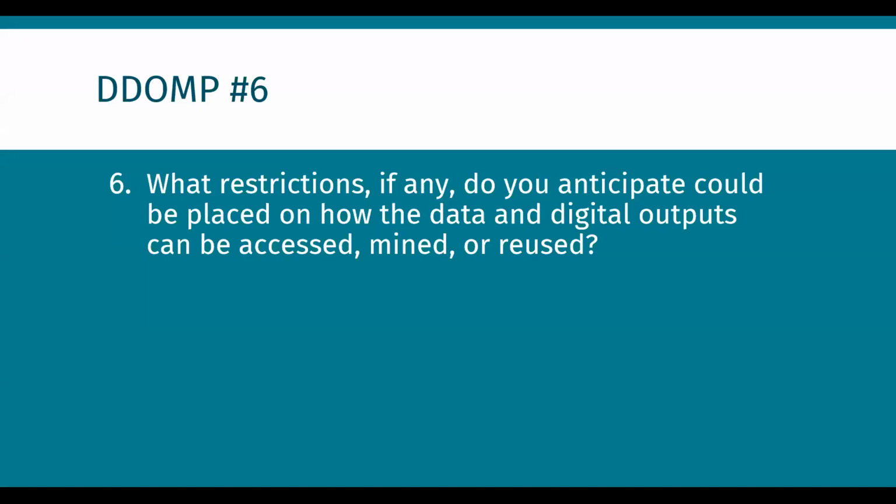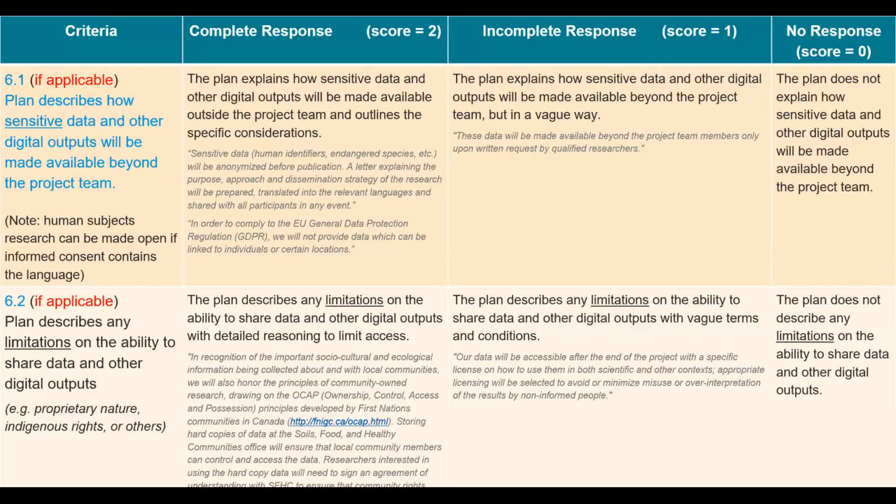DDOMP number 6: what restrictions, if any, do you anticipate could be placed on how the data and digital outputs can be accessed, mined, or reused? This may not be applicable to every single project or even parts of projects. But if applicable, the DDOMP criteria in the scorecard 6.1 is: the plan describes how sensitive data and other digital outputs will be made available beyond the project team.